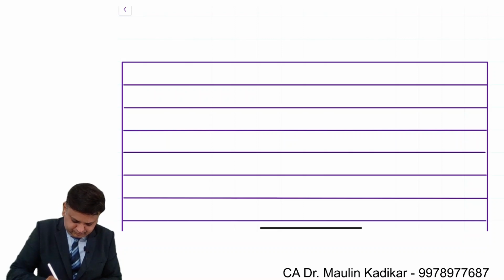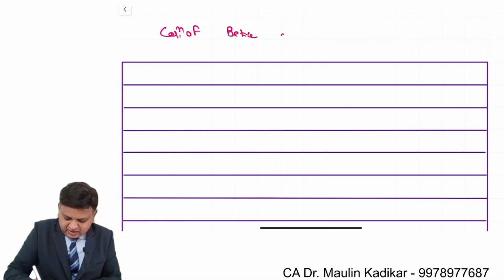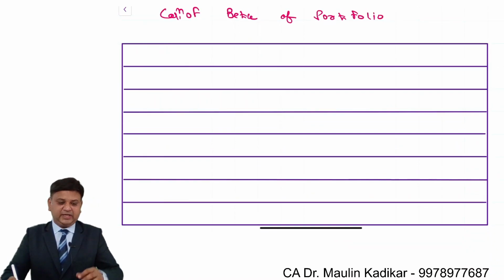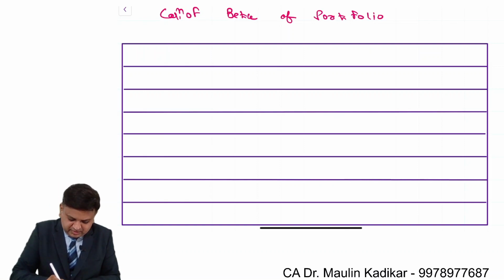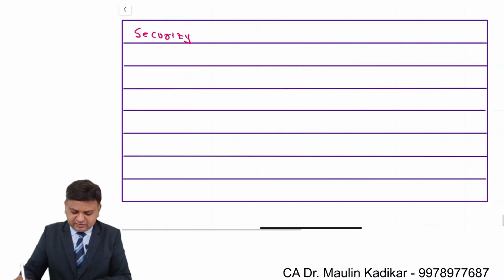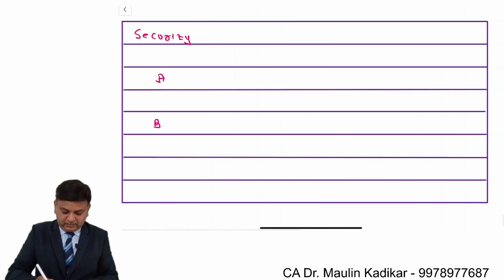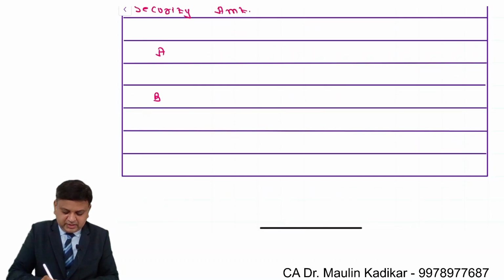Calculation of beta of portfolio. Dear students, we know that the beta of the portfolio is calculated as a simple weighted average. So column number 1 is the name of the security in which you have made investment. There are only two securities in which you have made investment: security A and security B. The amount of the investment is, we understand that you are holding 10,000 shares of A Limited, having market price of the share 11. So it is 1,10,000.